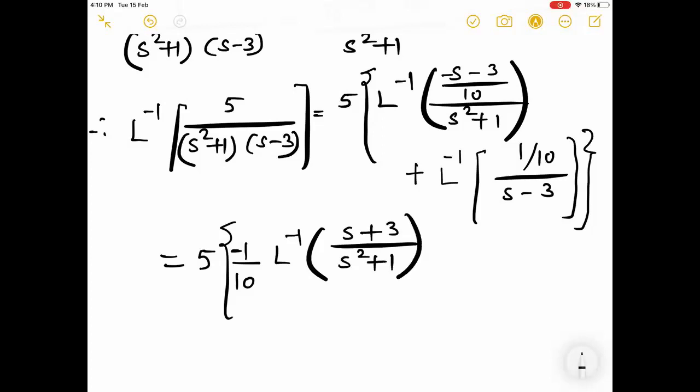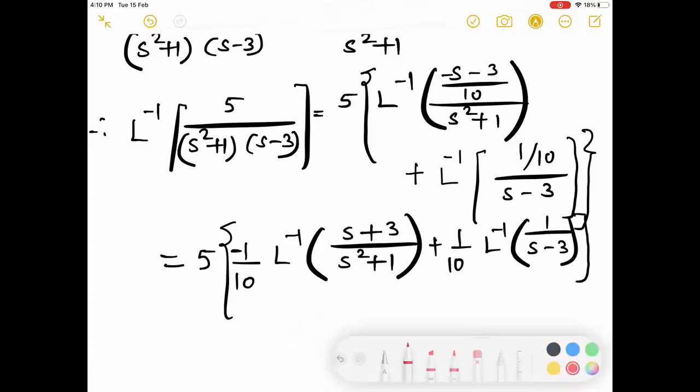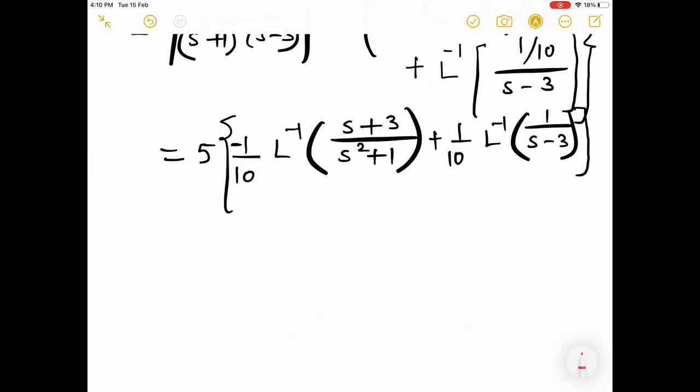First term. Second term also 1 upon 10, you can keep it outside and take inverse transform of 1 upon S minus 3. Does it make sense? Okay. And which gives now 5 is outside. So minus 1 upon 10.